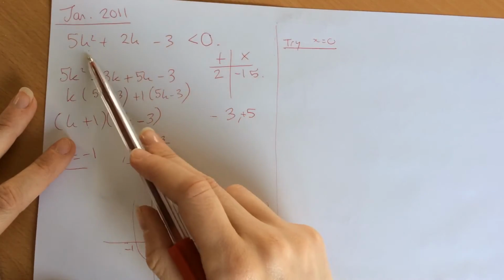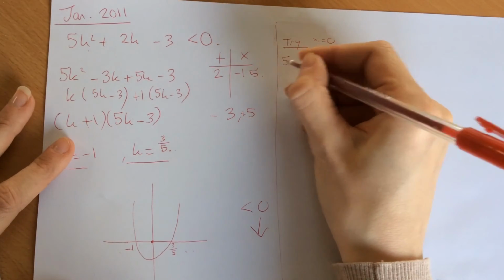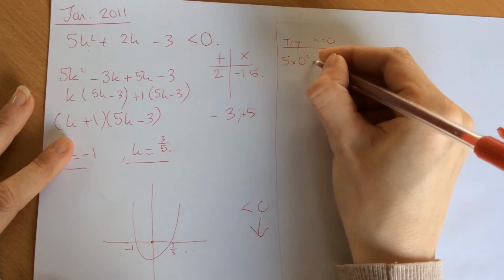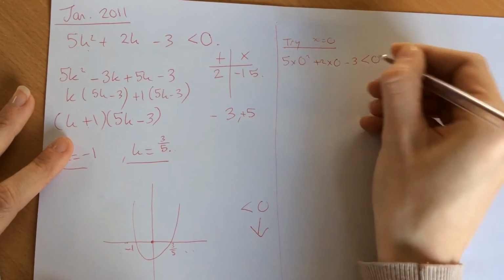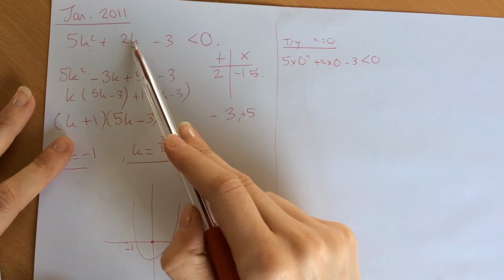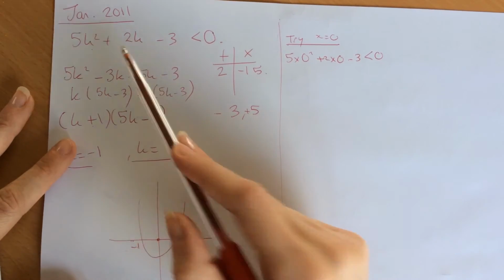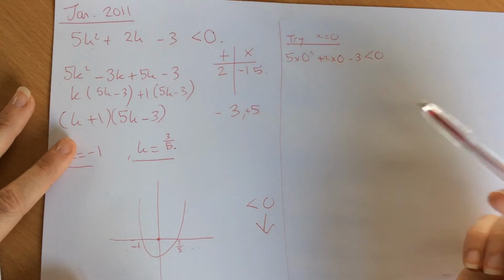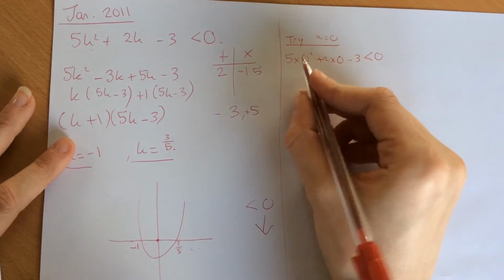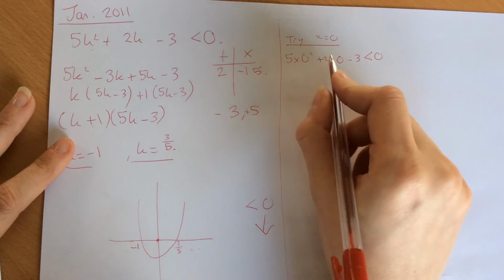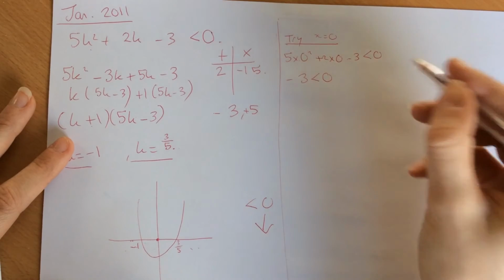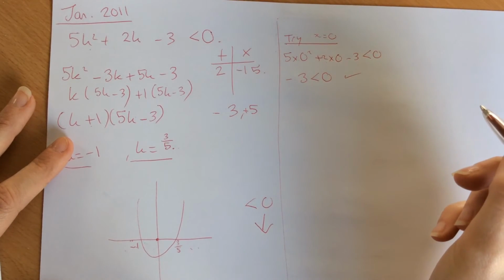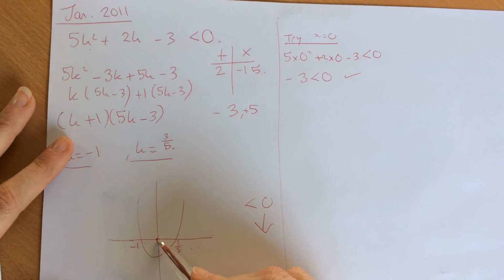So I'm going to put x equals 0 into this. So I get 5 times 0 squared plus 2 times 0 minus 3 is less than 0. Now, don't worry about them being k's, I'm calling them x's and mix some x's and k's up, same kind of thing, okay? So we get 5 times 0 plus 0 minus 3, so minus 3 is less than 0. Yep, that is true, so that works, okay? So this 0 one works.